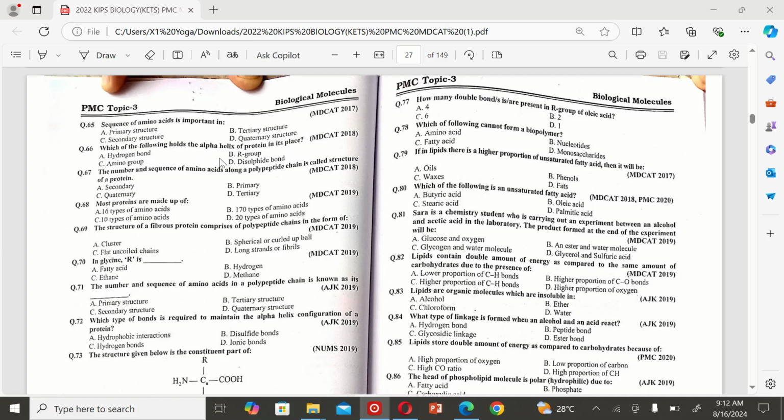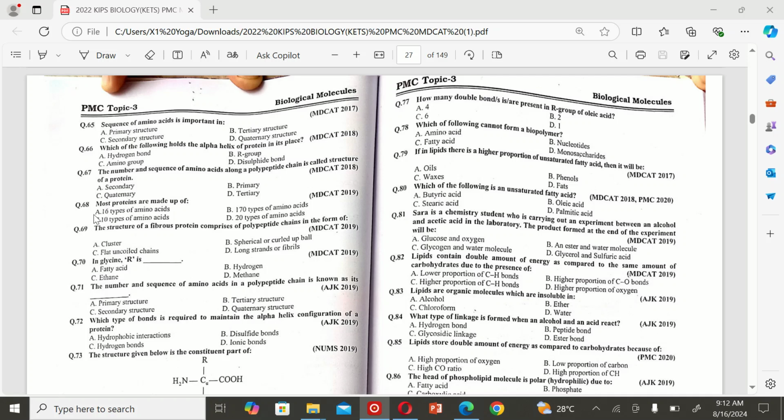A. Hydrogen bond, B. R group, C. Amino group, and D. Disulfide bond. The correct option is A, hydrogen bond. The next MCQ is: the number and sequence of amino acids along a polypeptide chain is called the structure of a protein. A. Secondary, B. Primary, C. Quaternary, and D. Tertiary. The correct option is B.